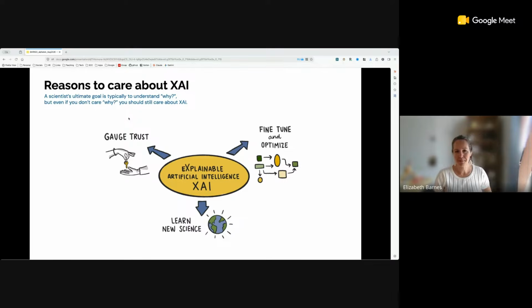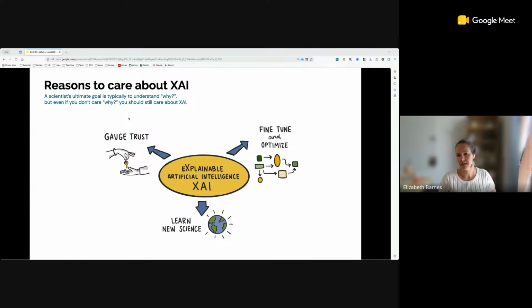A really good example is I got a call, a few years ago, from a major water manager in California. She told me, I don't care if you use a magic 8-ball, just give me a good forecast. And my answer is, ooh, if you want a good forecast, you still need to care about why. And here are three reasons.